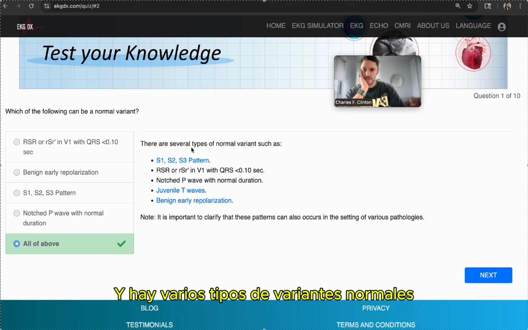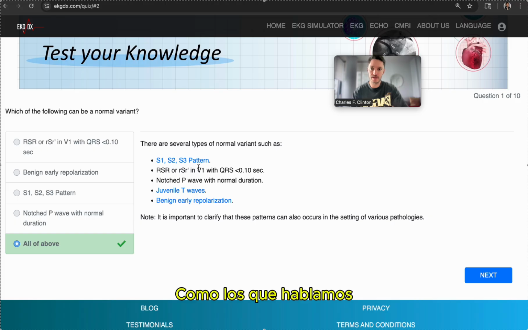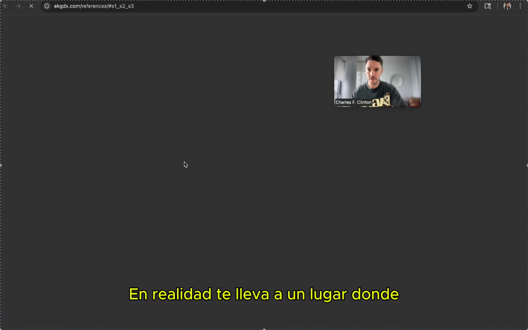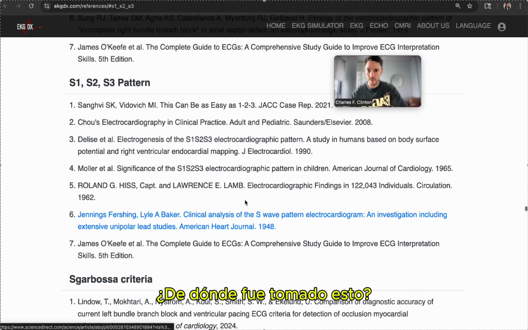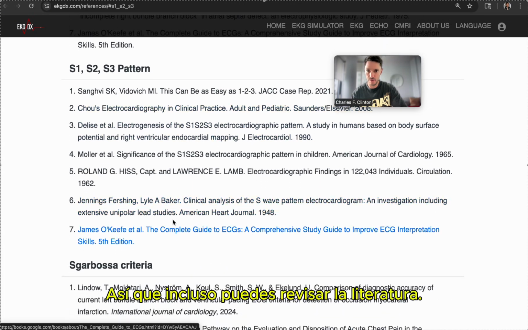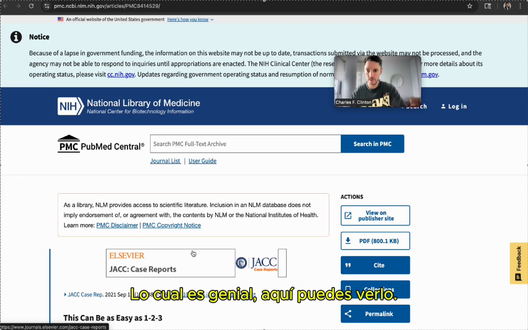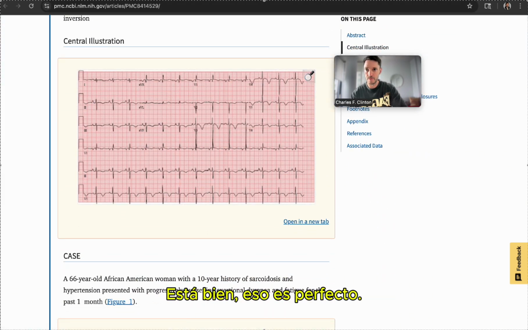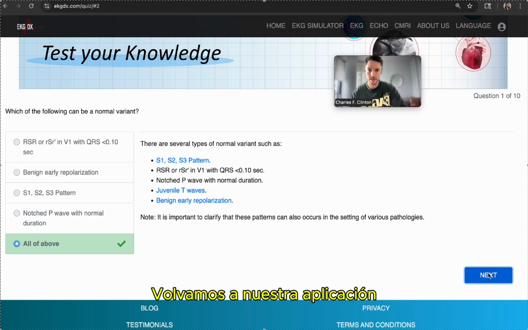Submit. There are several types of normal variants, such as the ones we spoke about. And if you click on these hyperlinks, it actually takes you to where this was taken from, so you can even go through the literature, which is pretty cool. Here you can see it. This can be as easy as 1, 2, 3. Okay, that's perfect. Let's get back to our application.